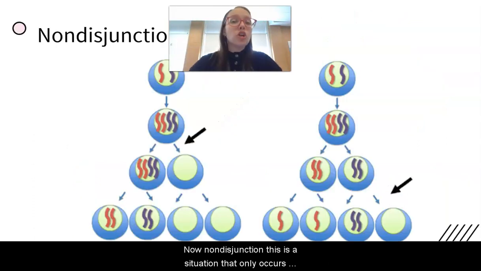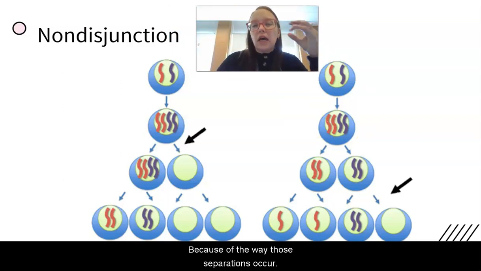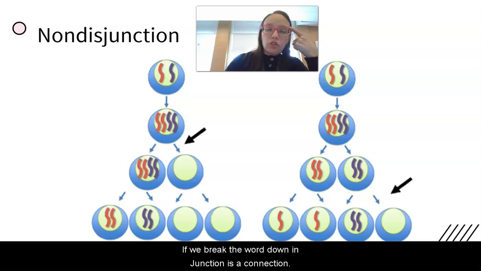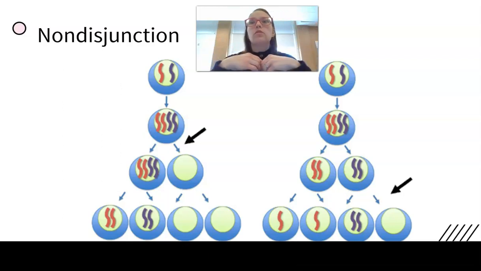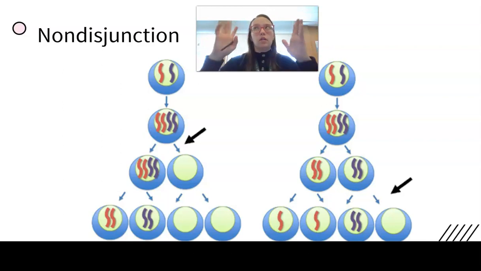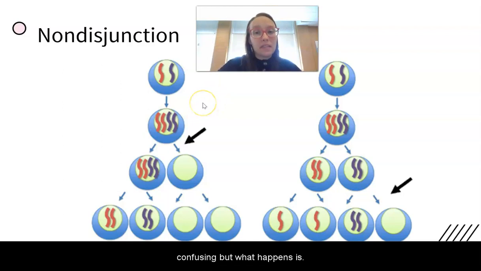Now, non-disjunction, this is a situation that only occurs during meiosis because of the way those separations occur. What happens in non-disjunction, so if we break the word down, junction is a connection, right? So disjunction would be breaking a connection. Non-disjunction does not break a connection. So that might be breaking it down a little bit, and it might be more confusing. But basically what happens is, at one of the divisions, things don't divide properly.